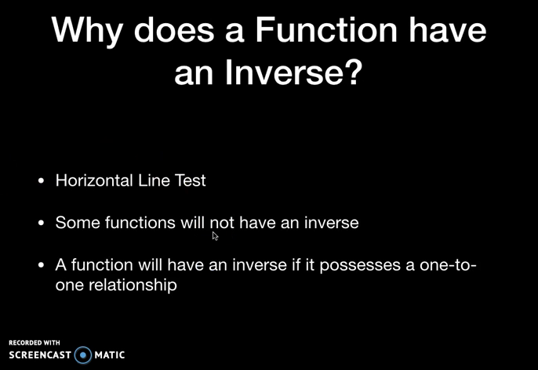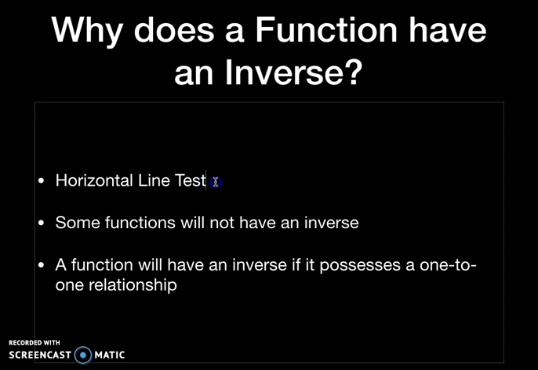So why does a function have an inverse? Again, we're going back to terms that we've already learned about. The horizontal line test basically looks at whether a function has an inverse, and does not tell if a function is a function. Also, if a function has a one-to-one relationship, that signifies its inverse. So some functions will not have an inverse.